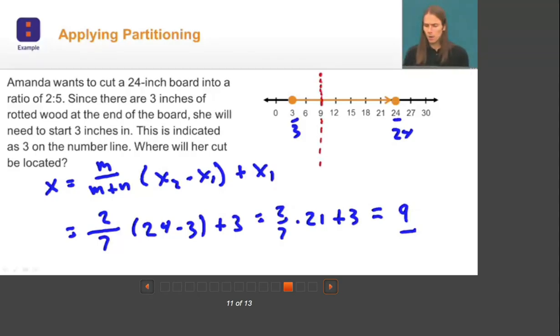And when I take a look at that, I can see, in fact, there are 2 units on the left of that point, and there are 5 units on the right. So this is, in fact, a 2:5 ratio that she has cut the line segment.